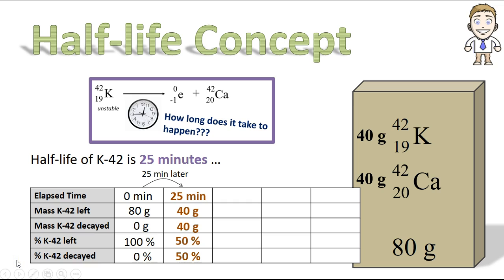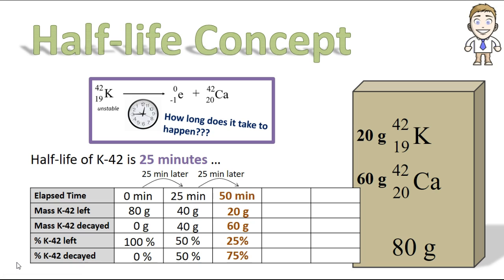And we could do this again. You could wait another 25 minutes. So total 50 minutes have passed. And after that next 25-minute chunk of time, your mass splits in half again. So the 40 grams we had is now only 20 grams of potassium. That means in my 80 gram block, 60 grams of the potassium-42 is now gone and decayed, probably turned into calcium. In terms of percentages, if only 20 grams is left, that's only 25% of my original 80 gram block, meaning 75% has decayed.